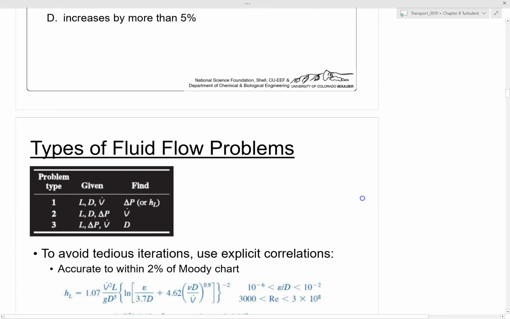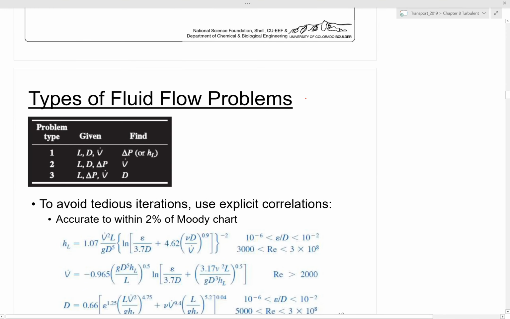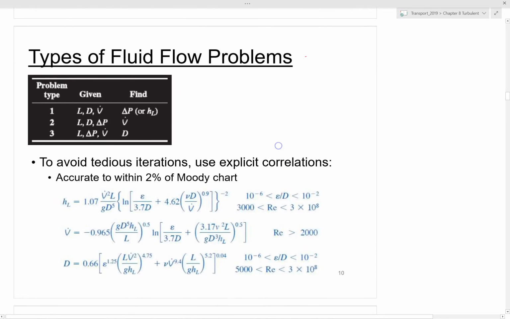Okay, now that we know how to use the Moody chart, why is this stuck? Okay, it was frozen for some reason.